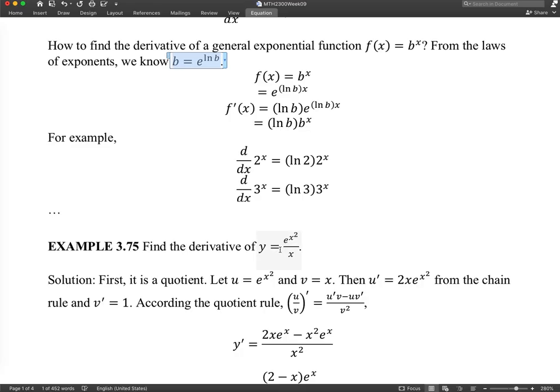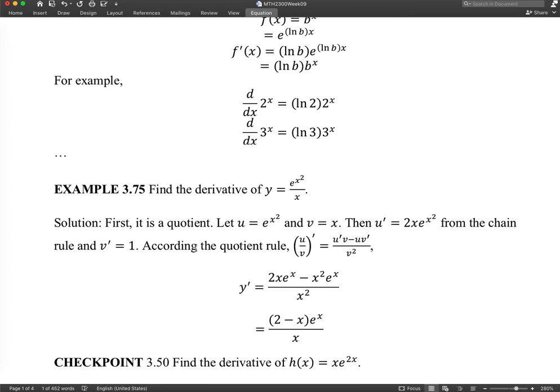So this part involves the calculation of an exponential function and the quotient rule. It is from the textbook, problem 3.75. As I just said, this is a quotient, with u as e to the x squared and v as x. So this is the quotient rule: u prime v minus u v prime, over v squared. We need to calculate u prime. U prime uses the chain rule, e to the x squared.